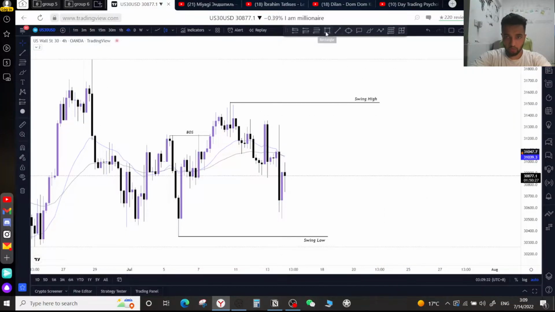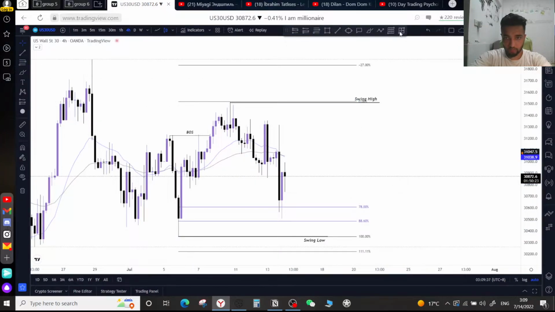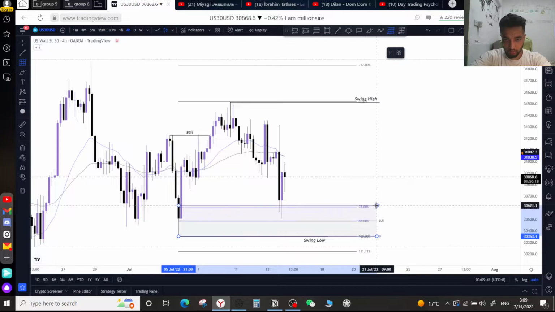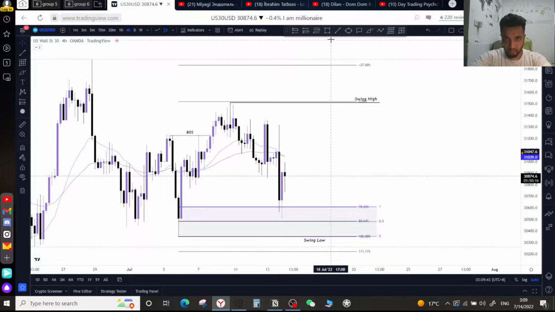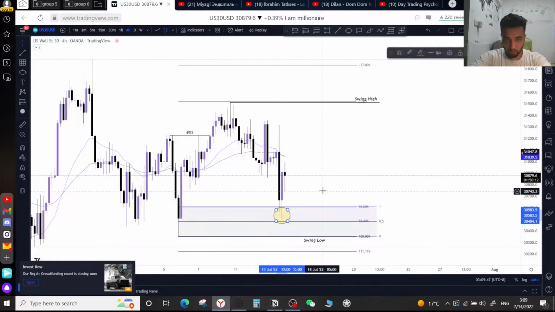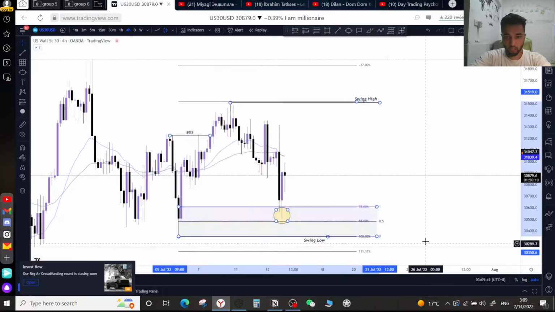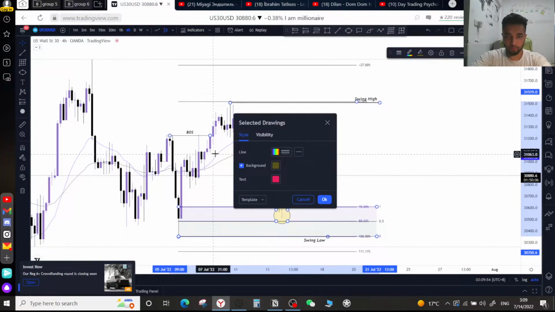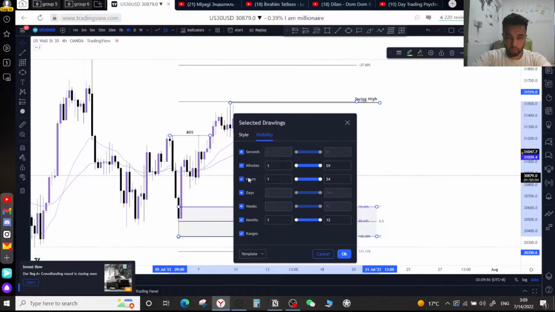If I do my Fibonacci from swing low to swing high, it touched the demand zone beautifully here. It barely touched the percent of it, which is absolutely fine. It is what it is. We are day traders. We are managing to enter trades in and out very quickly, as soon as possible. So that's what we are doing here, guys.